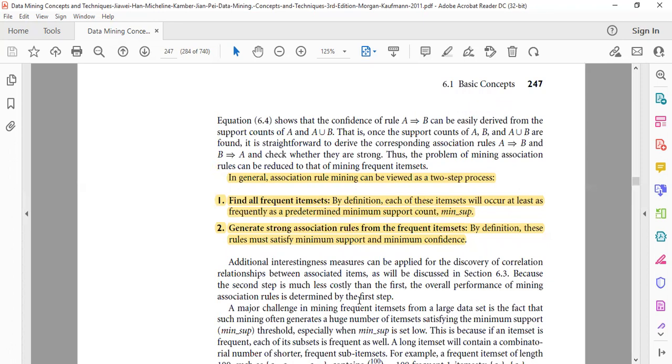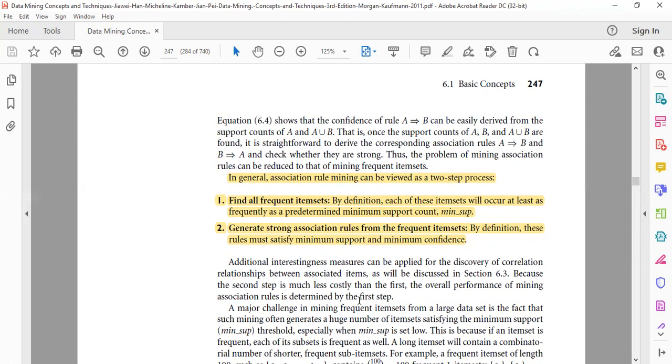Now, whenever we try to form association rules out of these threshold values, it is a two-step process. We first find all the frequent item sets. And what is a frequent item set? A frequent item set is an item set whose support count is greater than or equal to the predetermined minimum support count. And from all those frequent item sets, we generate strong association rules.